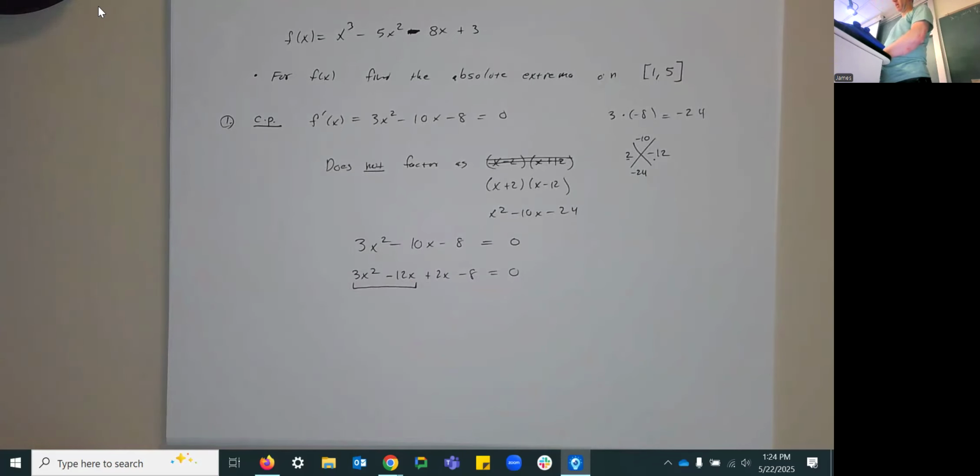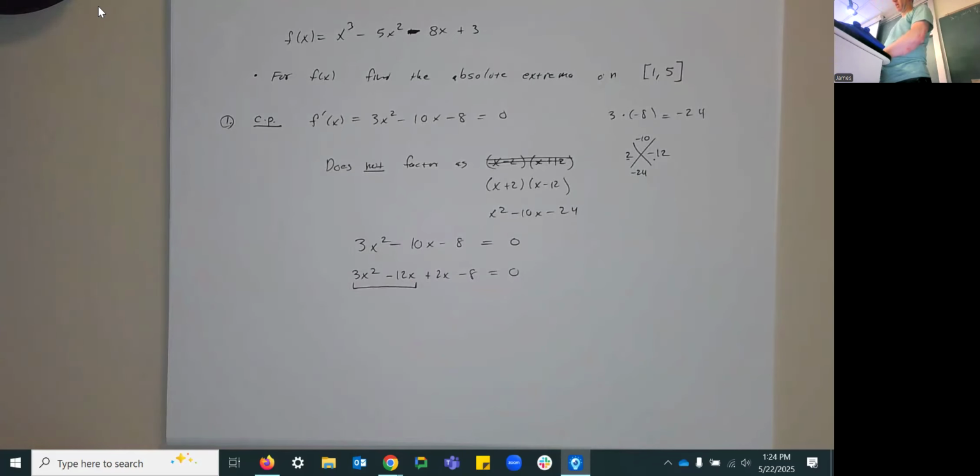And now we can find our critical points. One of them is going to come from x minus 4 equals 0, which gives us x equal to 4. The other one comes from setting 3x plus 2 equal to 0. So 3x equals -2, so x equals -2/3.